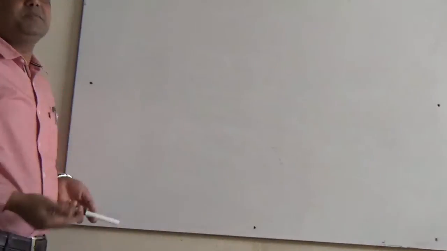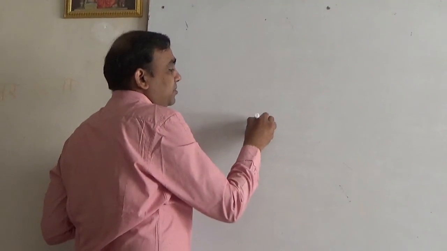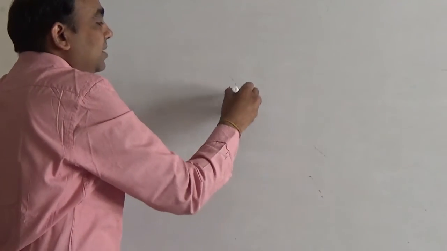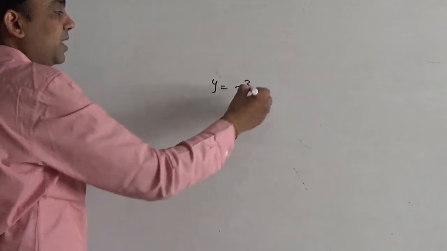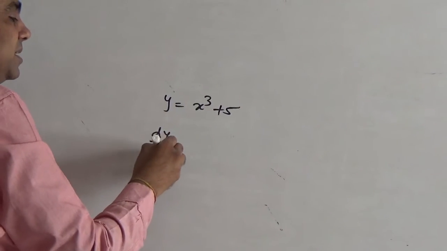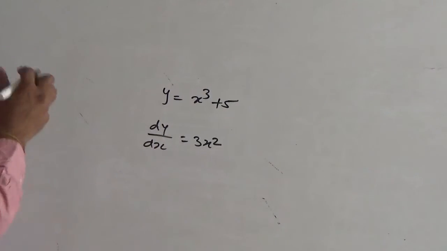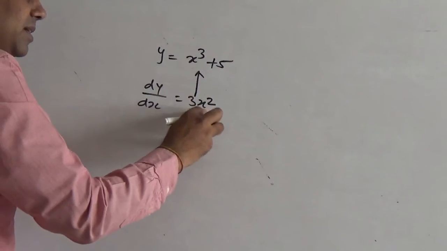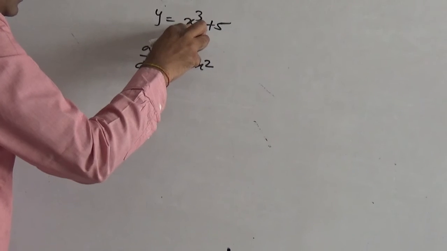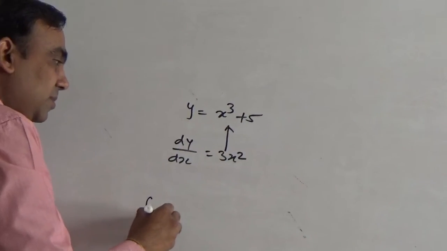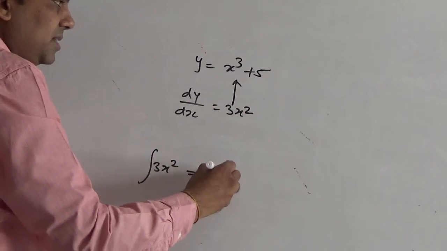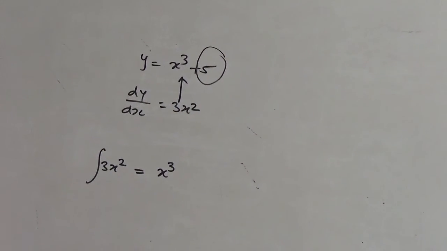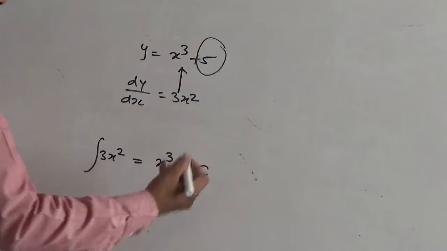Basically, integration is just a reverse process of derivative. For example, you say y is equal to x cube plus 5, then what is dy by dx? dy by dx is 3x square. Now, the reverse process means what? If we integrate this 3x square, you should get the reverse, that is x cube. Means integration of 3x square, you will get the result x cube. But this constant will disappear when you find out the derivative. So you don't know about the constant, so you have to write down plus c here.